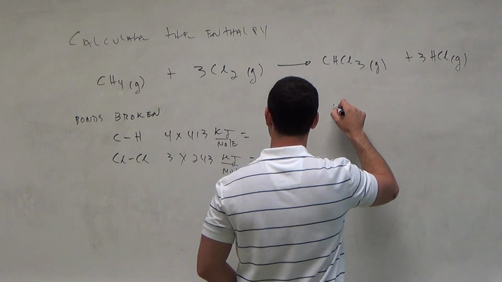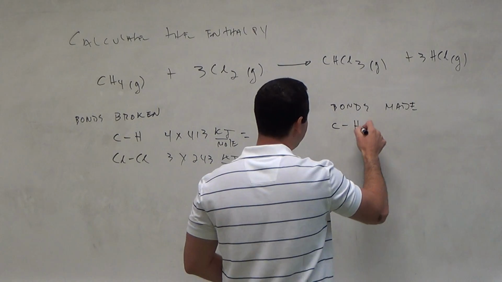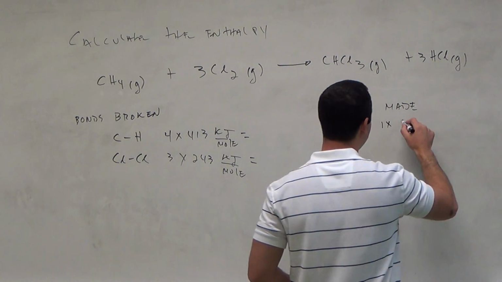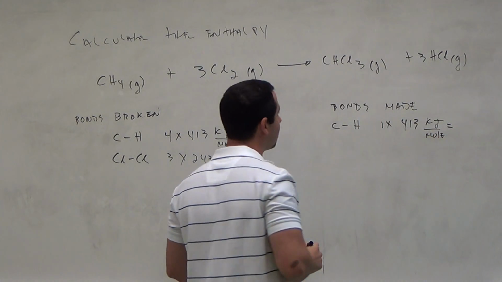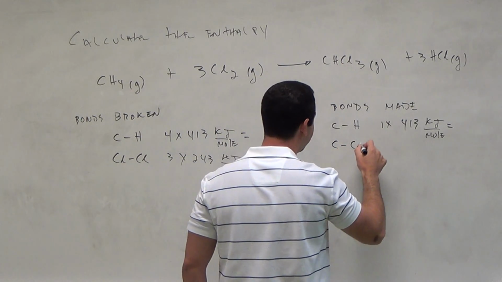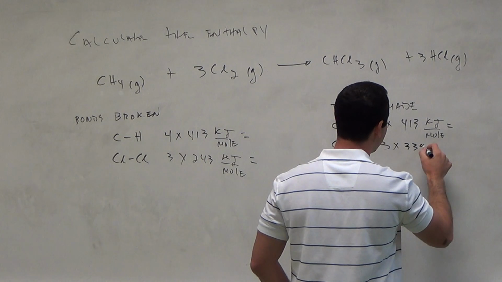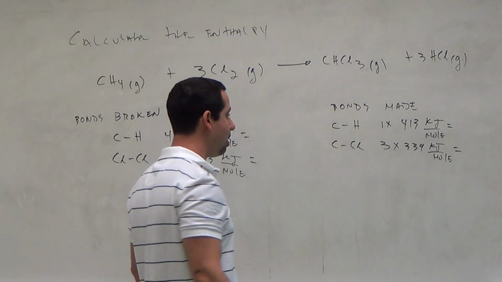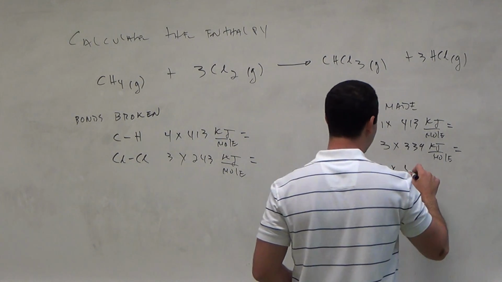Now bonds made. How many bonds were made? CH. How many did we make of those? 1 CH. What's the bond energy for that? 413 kilojoules per mole. The other one is carbon-chlorine. How many of those do we have? 3 carbon-chlorine bonds. What's the energy for that? 339 kilojoules per mole. What else do we have? HCl bond. How many do we have? 3. What's the energy for that? 427.